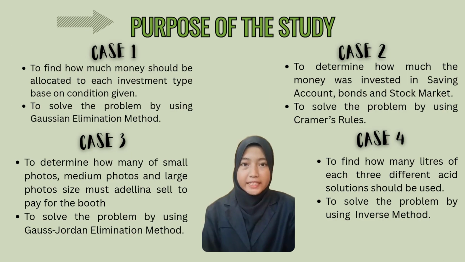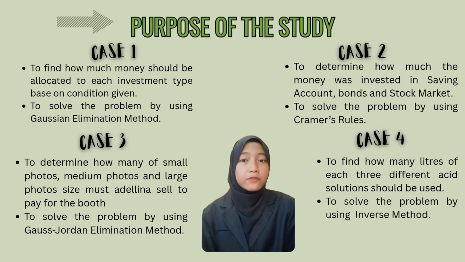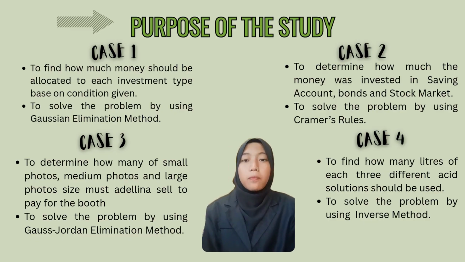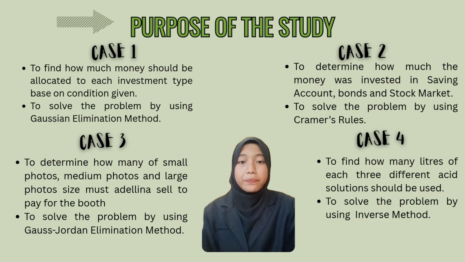The purpose of the study. For case 1, the purpose of the study is to find how much money should be allocated to each investment type based on the conditions given, to solve the problem by using the Gaussian elimination method. For case 2, the purpose of our study is to determine how much money was invested in the savings account, bonds and stock market, and to solve the problem using Cramer's rule.